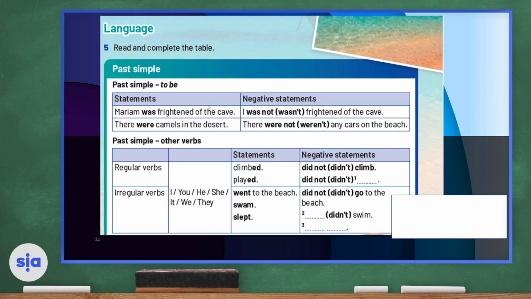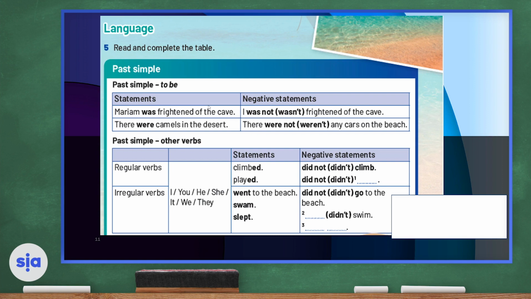Now, let's jump to the language section. We're going to read and complete the table. The past simple tense to be. So we have statements in the positive or affirmative and statements in the negative. If we look at the statements in the positive, we can read Maryam was frightened of the cave. The negative is I wasn't frightened of the cave, or Maryam wasn't frightened of the cave.